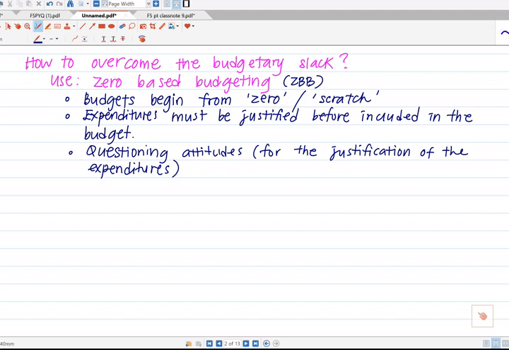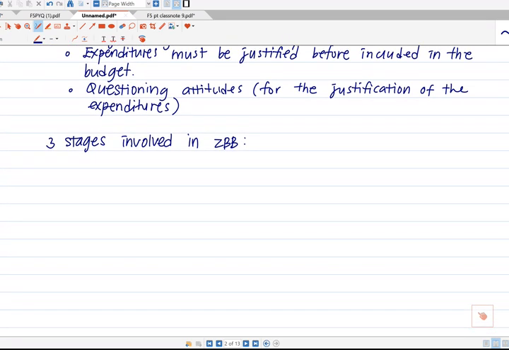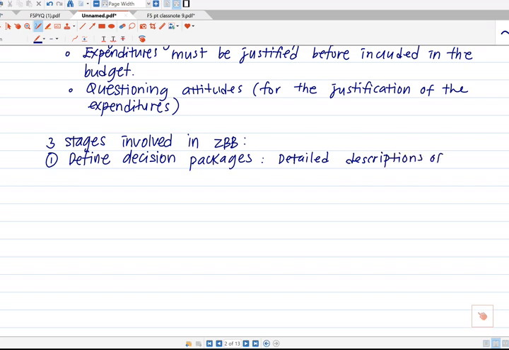Other than this, there are 3 stages involved in zero-based budgeting. Number 1, we define the decision packages. What are decision packages? These are the detailed descriptions of the activities involved in the business.